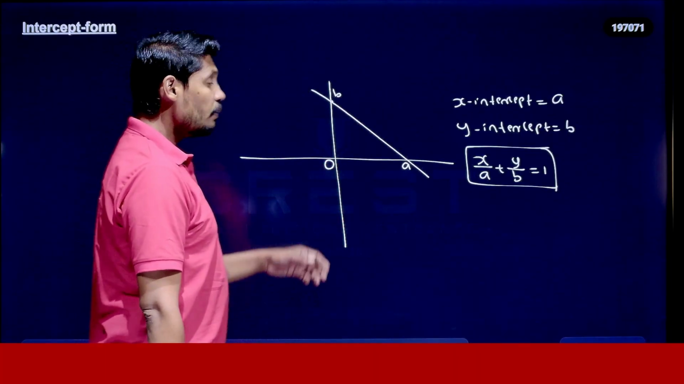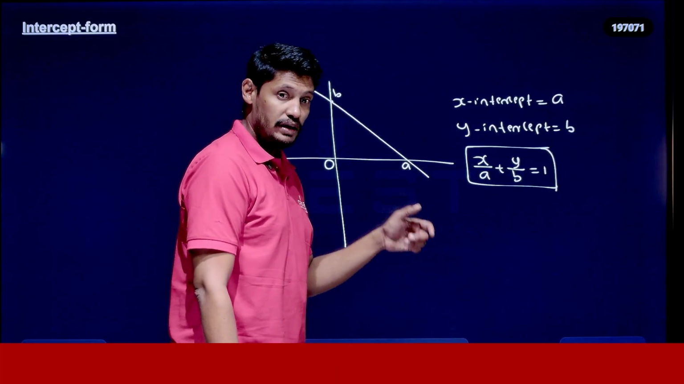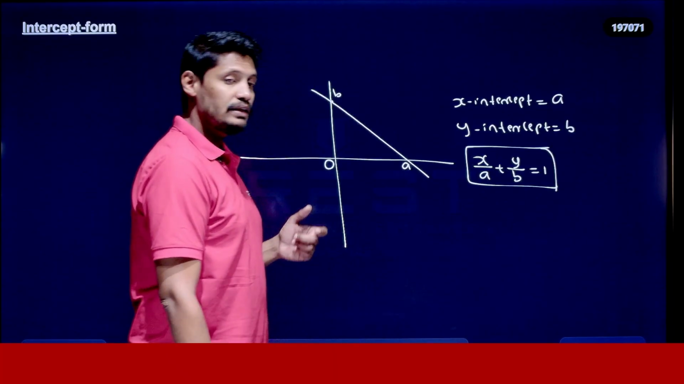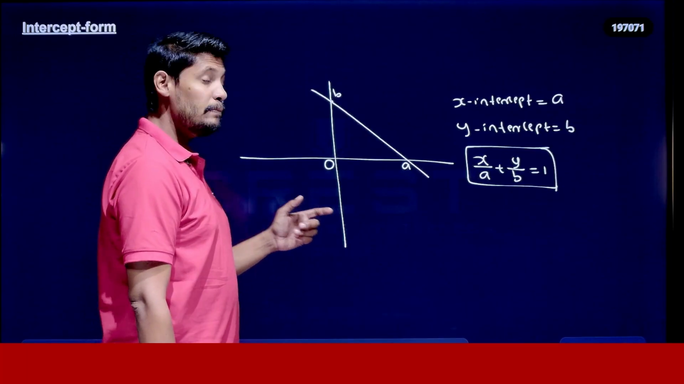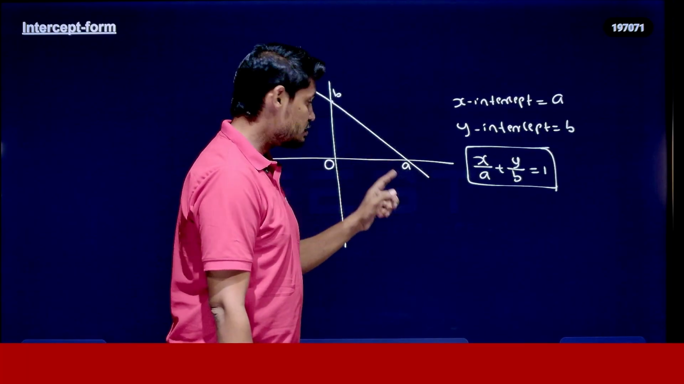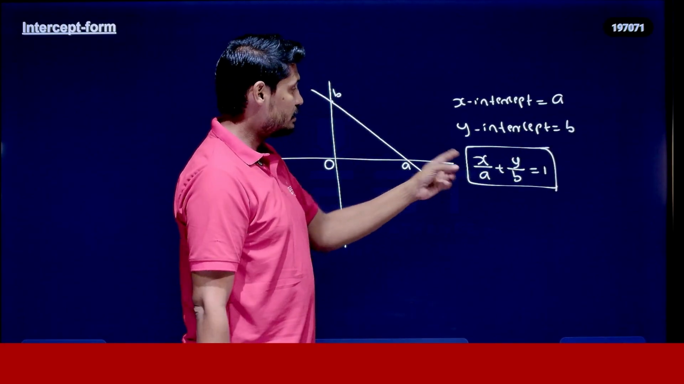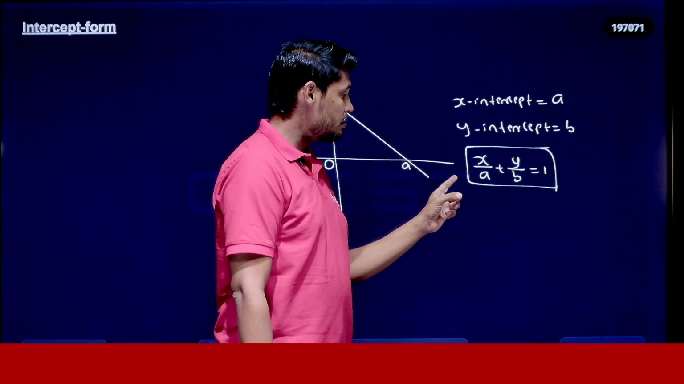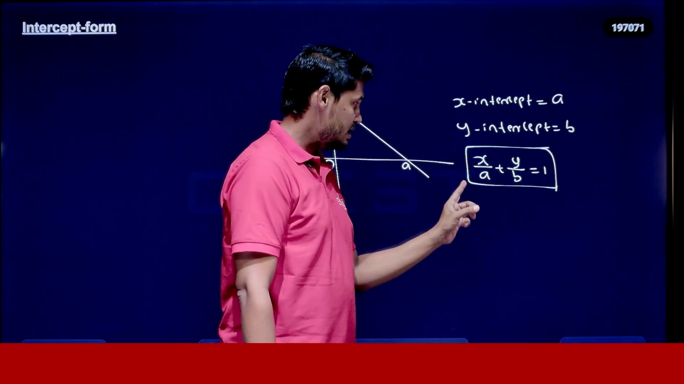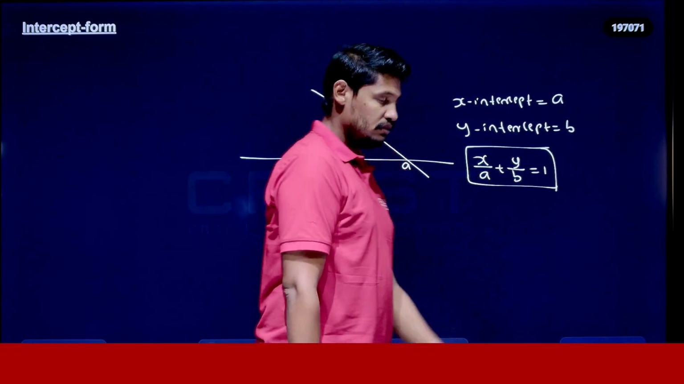Okay, slope intercept form we have already discussed, y equal to mx plus c if y-intercept is given. If x-intercept is given, it is y equal to m into x minus d. If it is in intercept form, that means the x-intercept and the y-intercept are given. We can write it in the form of x divided by the x-intercept, that is A, plus y divided by the y-intercept, that is B, equal to 1. Okay.